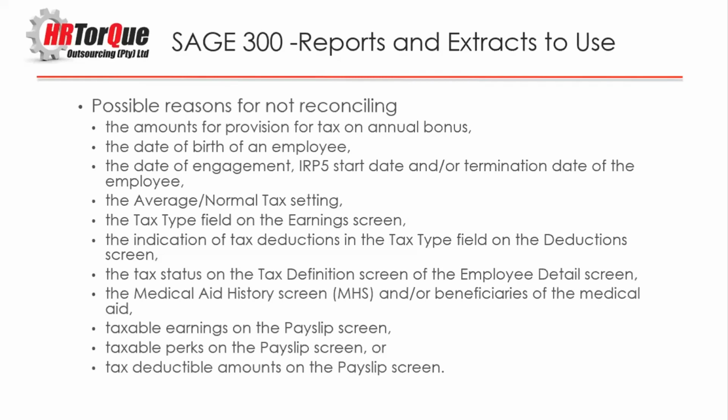Now, all of these things, taxable perks and tax deductible amounts, these are all just variations of the same theme, in that they all form part of your taxable earnings, or as Sage likes to call it, your balance of remuneration. Now, if you're making changes to those manually on screen, that would indicate that you have a very high level of confidence in your ability to make those calculations yourself. And it's fairly dangerous stuff. And you're almost always going to end up with a headache later on in the tax year. So if it can be avoided, I would suggest that you avoid that.